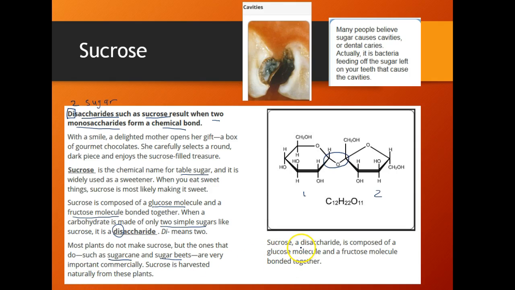Sucrose is harvested naturally from these plants. So again, sucrose is a disaccharide because it has 2 monosaccharides put together via a chemical bond.